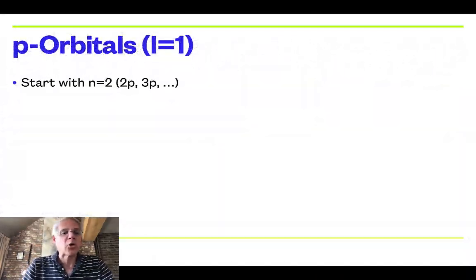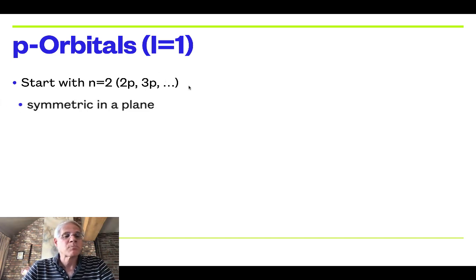So let's look at our p orbitals just really quick. As I mentioned just a moment ago, they do start when n is equal to 2. And that's because L is equal to 1. When n was equal to 1, we could not have an L value equal to 1, which is why we have no 1p orbitals. We can only start with 2p orbitals. So we can have a 2p, a 3p, a 4p, a 5p, etc.